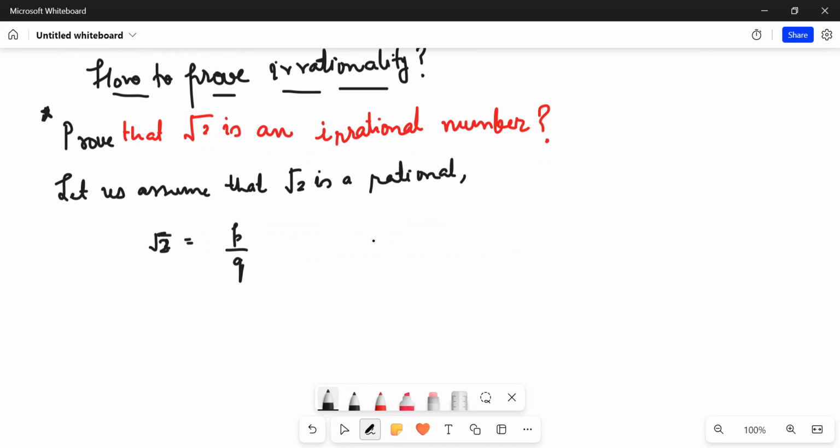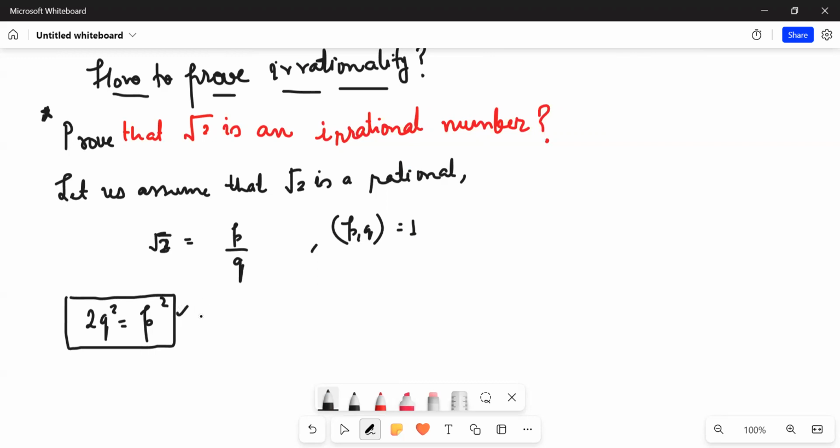And if root 2 can be written as p over q, such that p and q, the GCD is 1, that is p and q are co-prime to each other, then one must remember that if I square both sides, what will I get? I'll get 2 times q square is equal to p square. This is one thing that I will get.